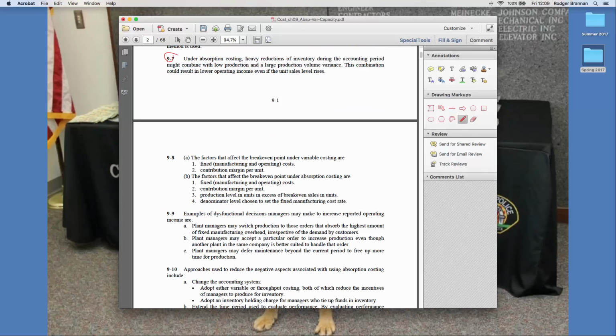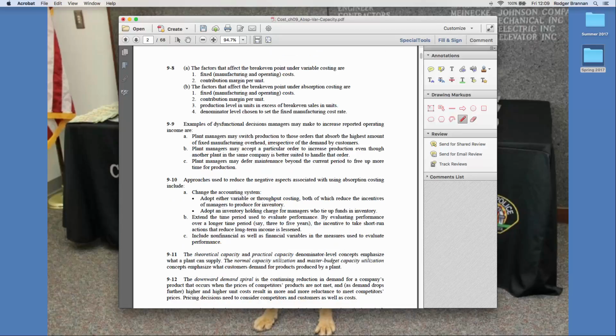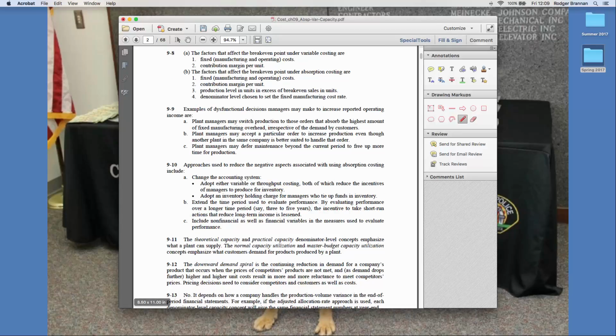All right, we're going to skip down here to the issues of capacity. Number 11 is sort of a hierarchy starting from theoretical to practical, normal, and master budget. Theoretical just means if I run flat out 24/7, 365 days a year, how many units could I possibly produce? Not very practical, but in theory it could be done.